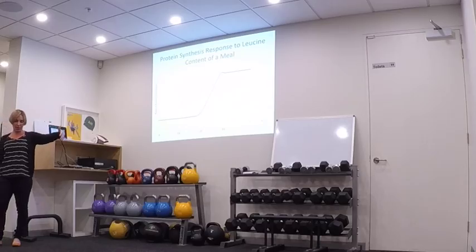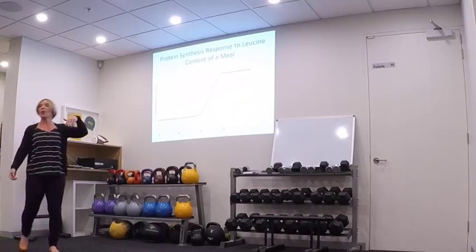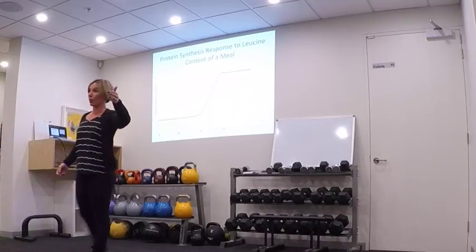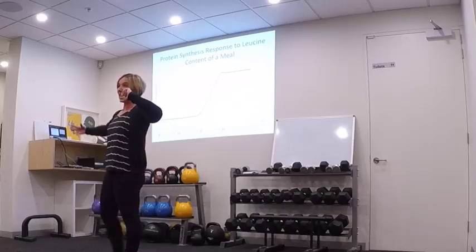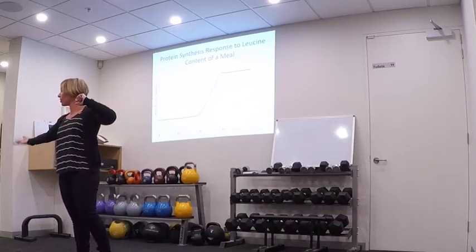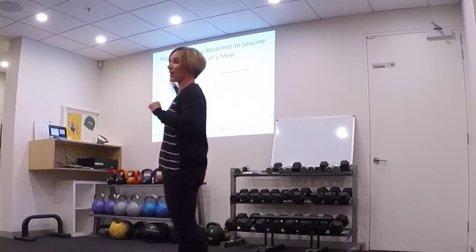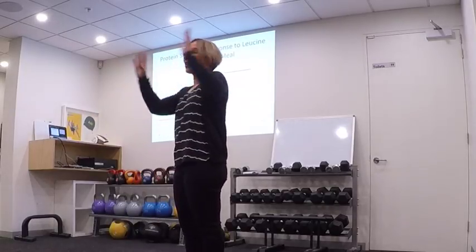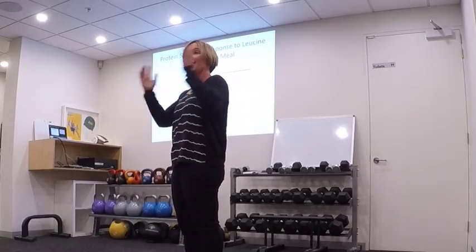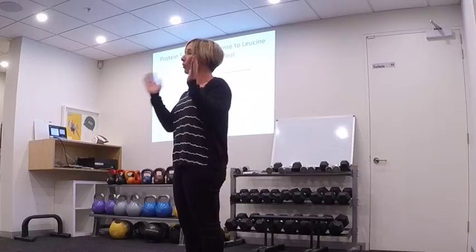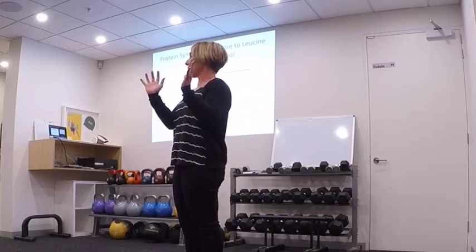Why is it magic? Because it doesn't matter if you are a 6'5" footballer or a petite, tiny female. Do you know that your leucine threshold, and that's what we call that number 3 number, the leucine threshold, is the same. It's identical for every single person once you stop growing.